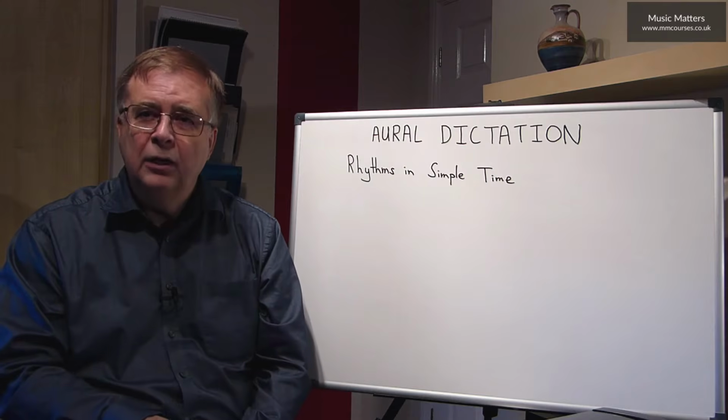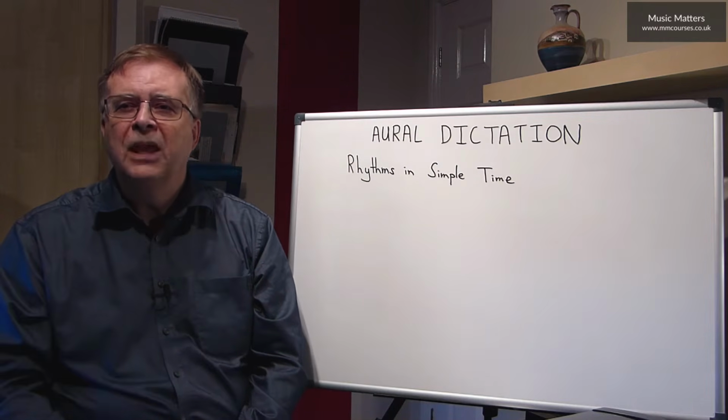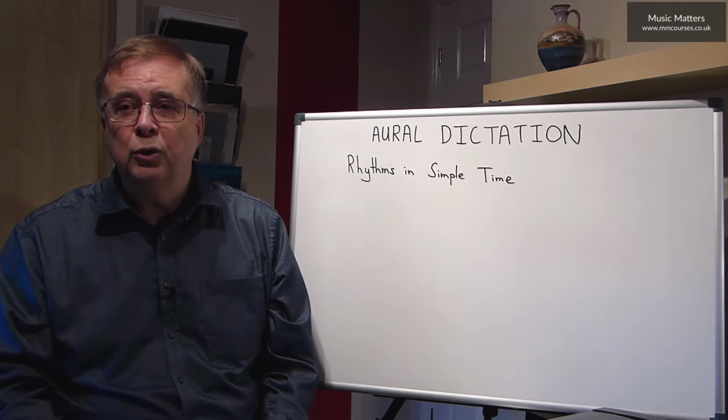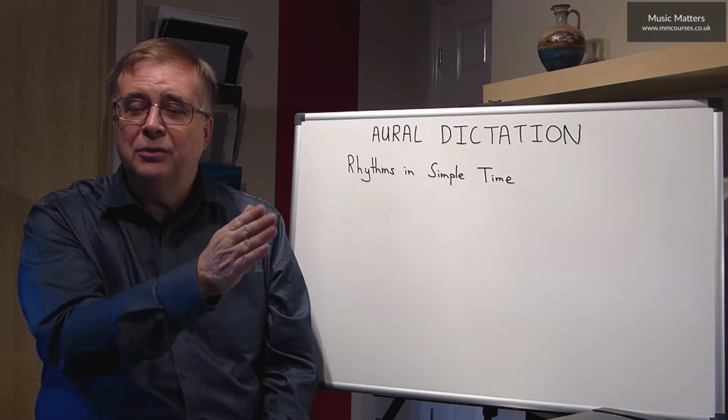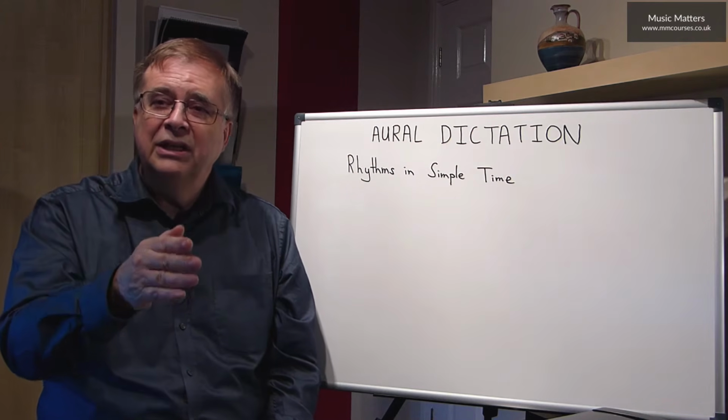and I play 1, 2, 3, 4, well, you can hear there that I've got 4 crotchets or 4 quarter notes, because I've got 1 note on beat 1, another note on beat 2, another note on beat 3, another note on beat 4.